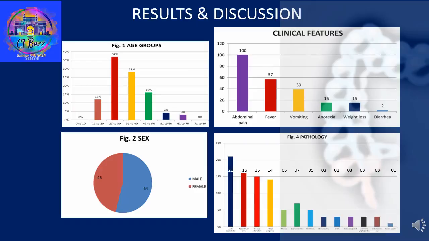Coming to the results and discussion, the majority of the patients were in the age group of 21 to 30 years, followed by 31 to 40 years, with 54 males and 46 females. Clinical features in addition to pain were fever, vomiting, anorexia, weight loss, and diarrhea. Major diagnosis was acute appendicitis in 21 patients and its superadded complications in 16 patients, followed by ileocecal tuberculosis, ectopic pregnancy, ovarian dermoid, abscess, ureteric calculus, intussusception, colitis, hemorrhagic ovarian cyst, mesenteric lymphadenitis, endometriotic cyst, and ovarian torsion.